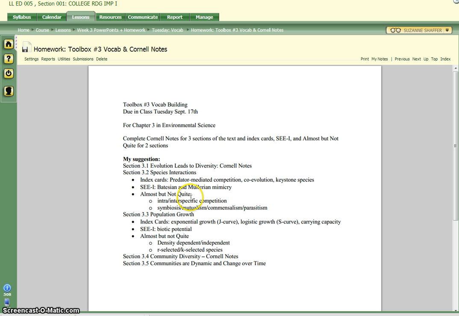And then the third one is the almost but not quite, which is the strategy we use for vocabulary when you have two or more terms that are similar but not quite the same. So there are some differences, and it helps you look at the two together and have a visual way to remember what's different about each term and what's the same about each term.